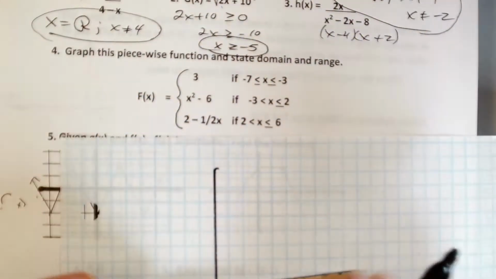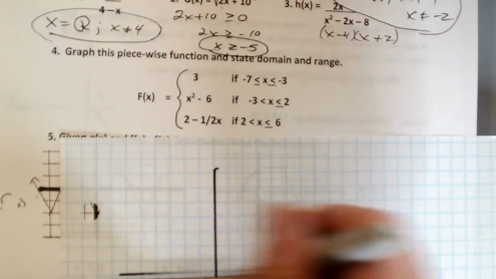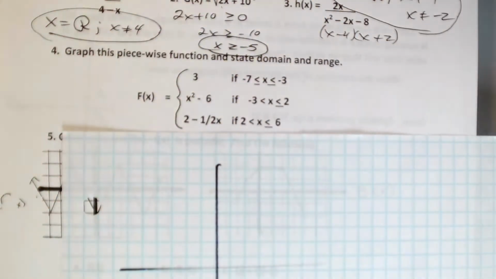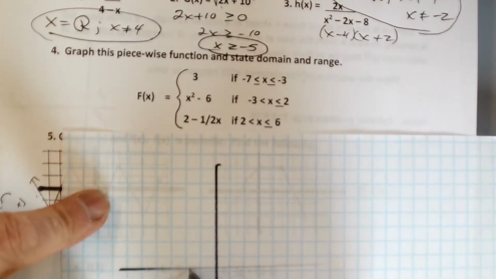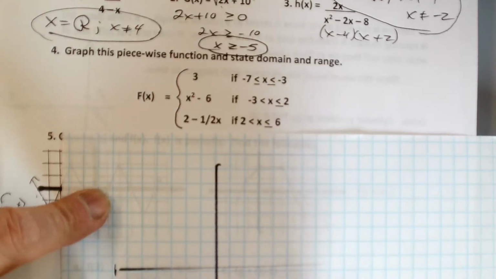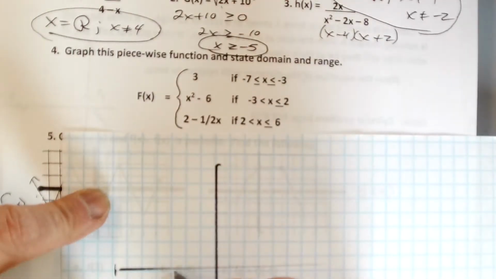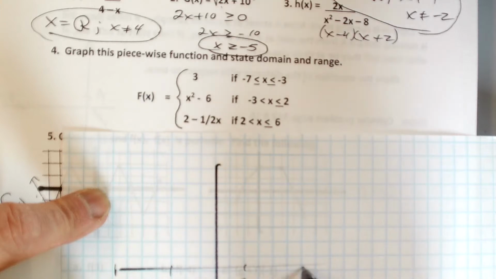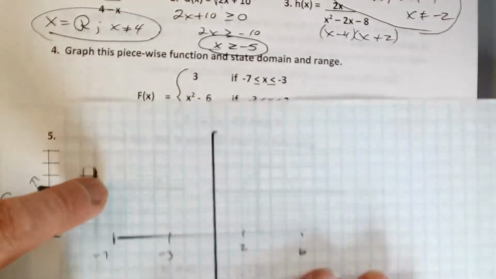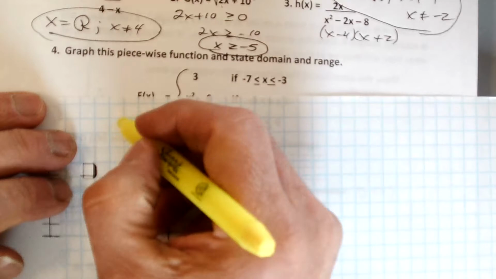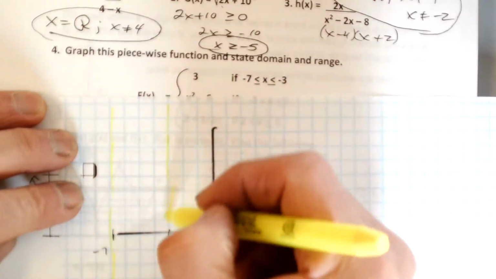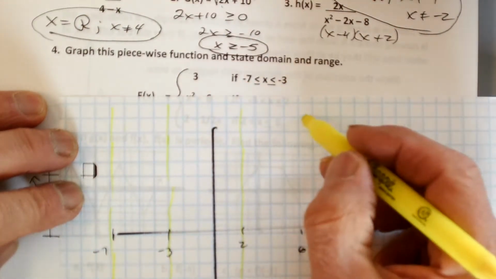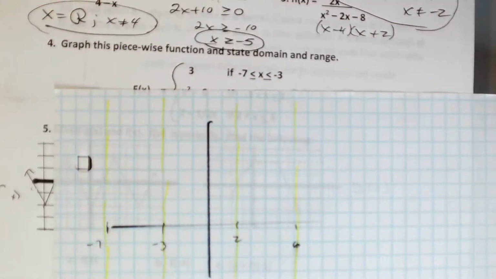To do this, I'm going to go ahead and put in my boundaries first. My boundaries are going to be found at negative 7, 1, 2, 3, 4, 5, 6, 7. Negative 7 for x. Negative 3 for x. A positive 2 for x, and a 6. Now these are like invisible lines, but I like to put them in because it helps me get a boundary.